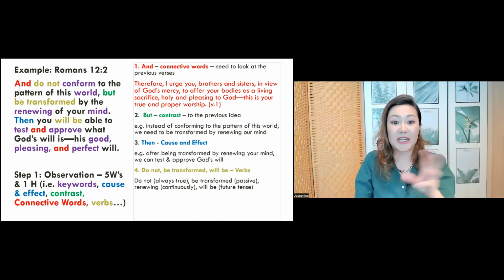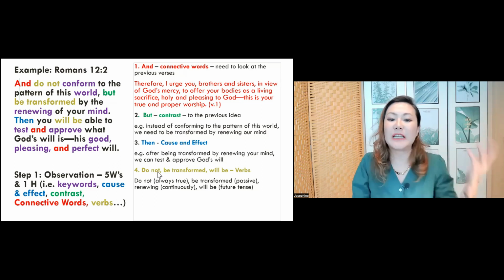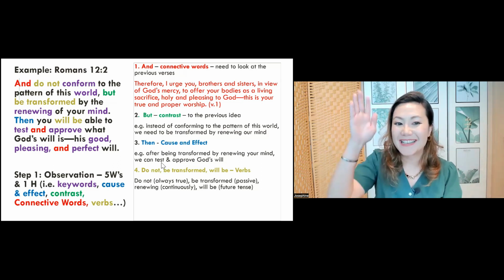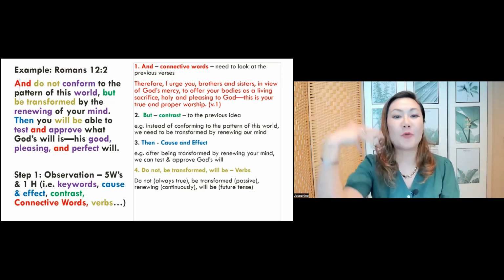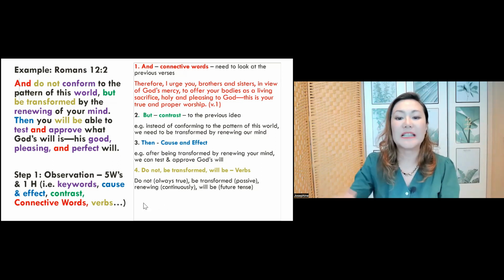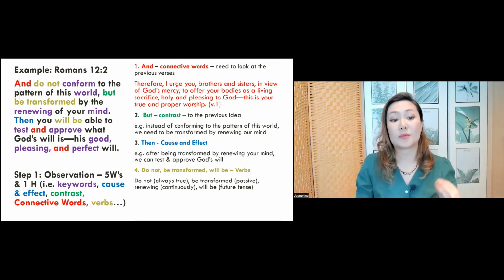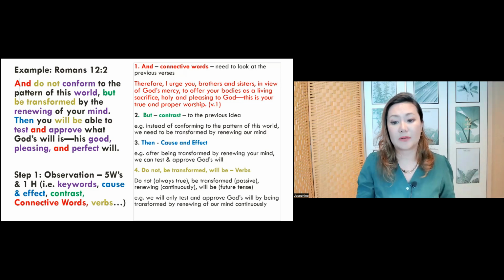So you see the verbs here, because by noticing the verb, you know the sequence, right? What needs to be done first? Anyone can make a comment here. What has to be done first in this verse? What needs to be done first? You should not be conformed. Yeah, should not conform to the pattern of this world, but be transformed. So the verb also helps us to understand the sequence. We need to be transformed first so that we will be able to know God's will.